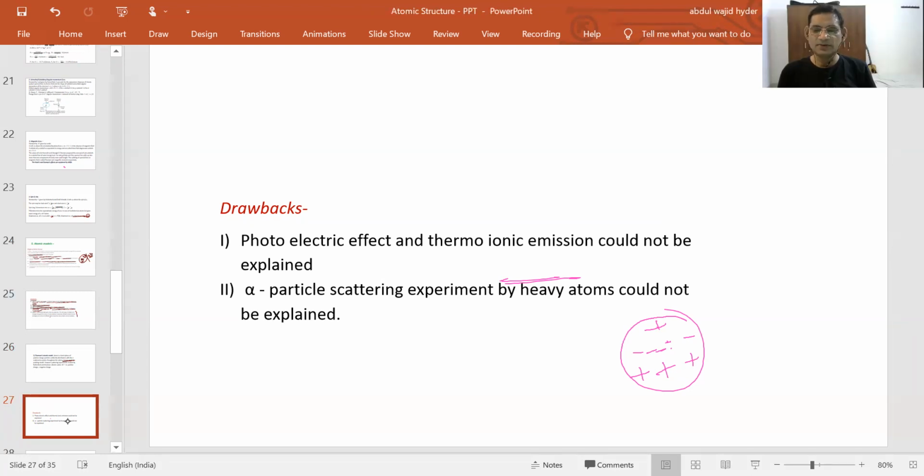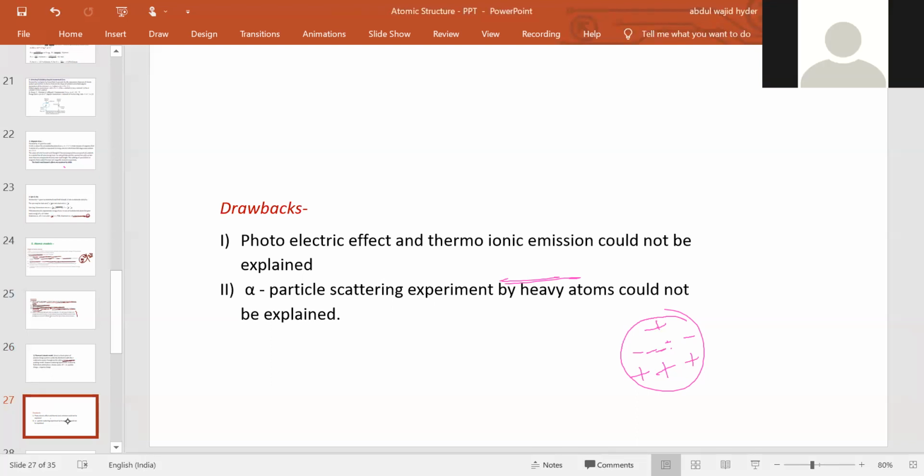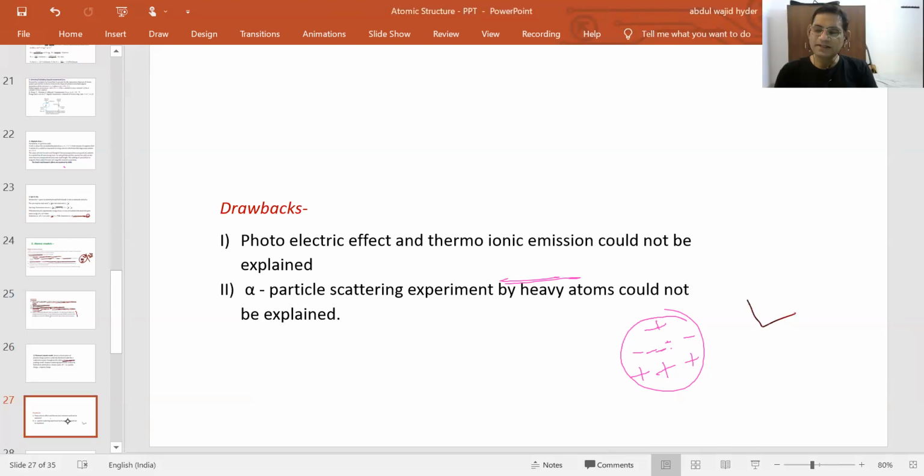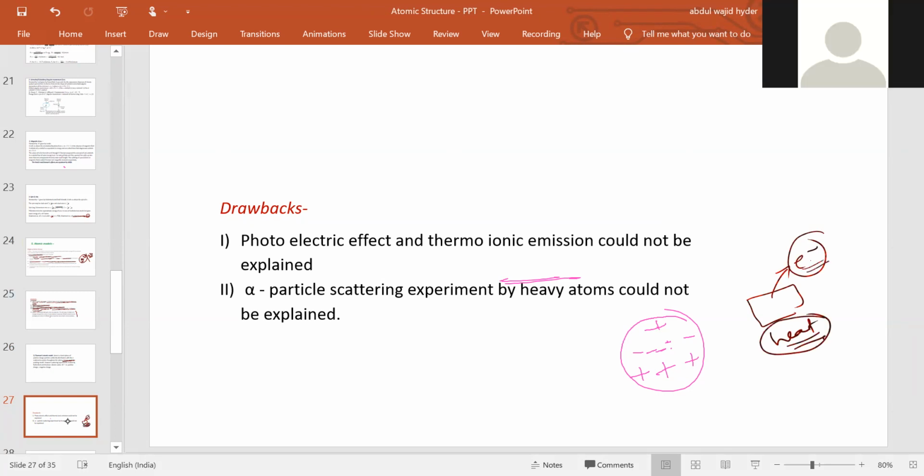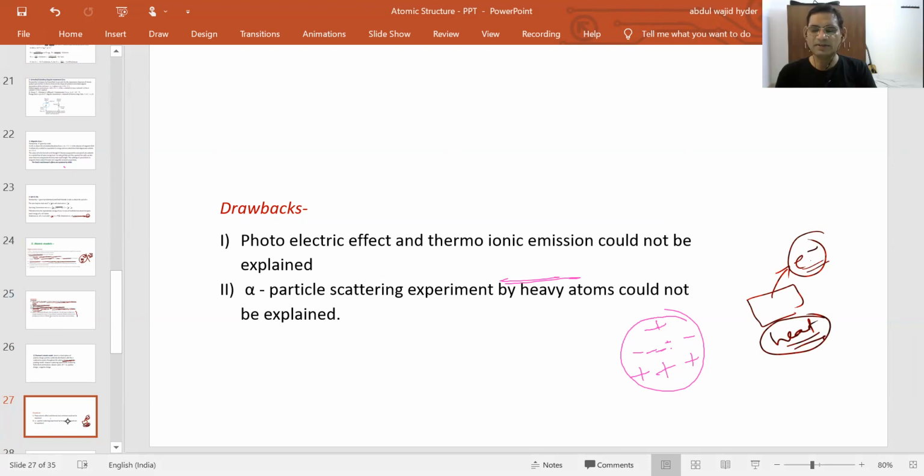Sir, what is thermionic emission? See, this is a metal plate. If you heat it, then electrons will start emitting from this metal plate. Because of this heat only, electrons are emitting. So that's called thermionic emission. Fine, now we'll go to the next one.